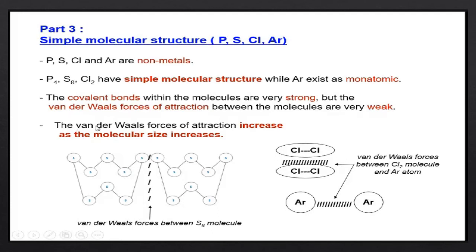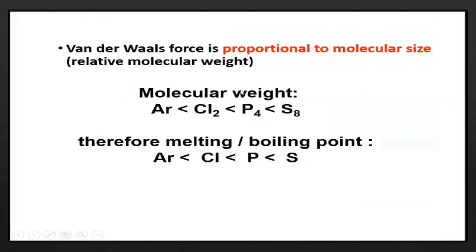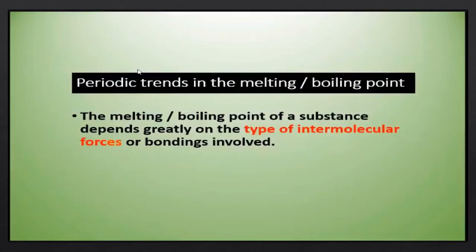The van der Waals forces of attraction increase as the molecular size increases. If you check, S8 definitely has the highest boiling point, followed by P4, then chlorine. Argon, being monoatomic, is the lowest. S8 is the largest, that's why sulfur has the highest boiling point. Van der Waals forces are directly proportional to molecular size, or its RMM, relative molecular mass.